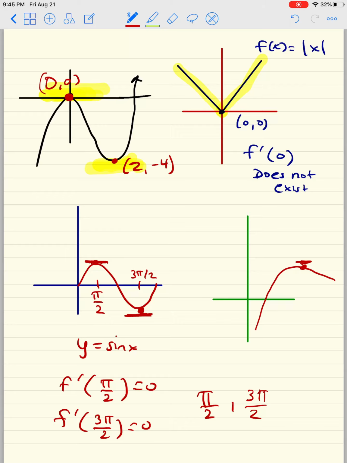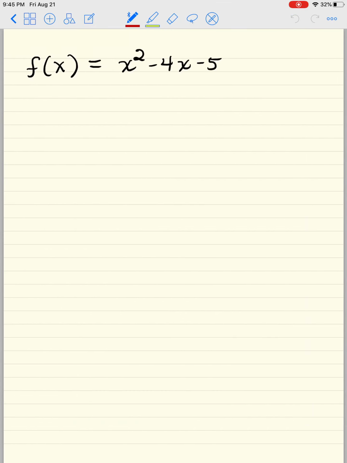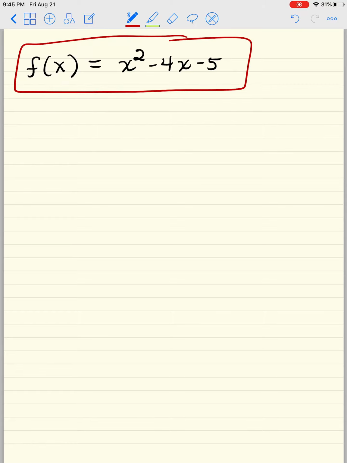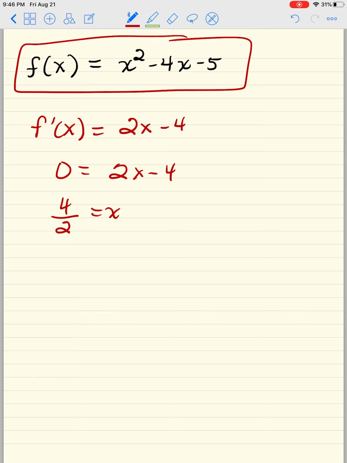So let's try 2 quick examples, okay? Oh, this one first. What is the critical number for this parabola? Well, all you have to do is take the derivative first. That's 2x minus 4. Everybody got to make sure that they know how to take a derivative. Second step is to set it equal to 0. You want to see where the derivative is equal to 0. Then we're going to solve for that x. So you're going to add 4 and then divide by 2. Therefore, a critical number is at x equals 2.